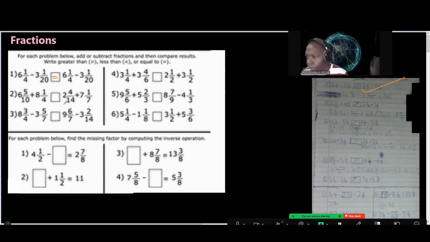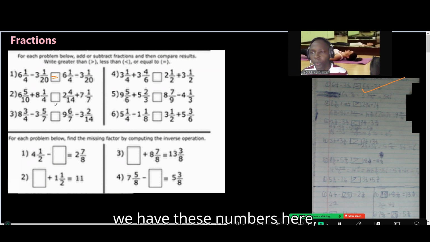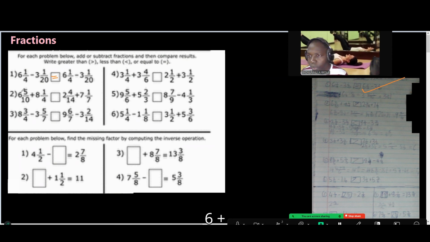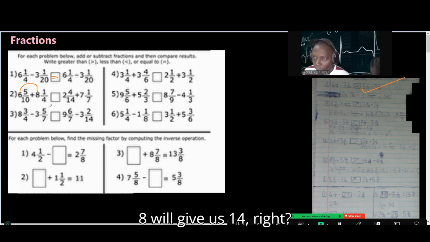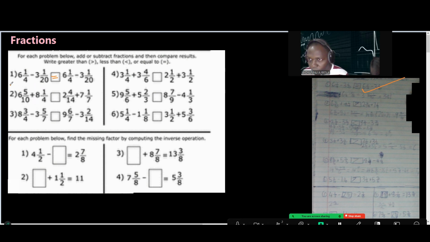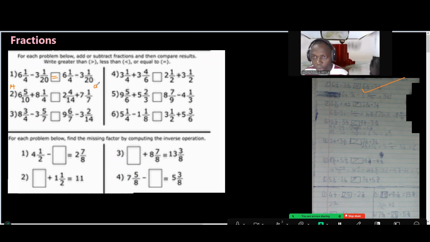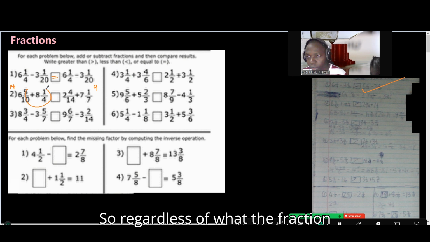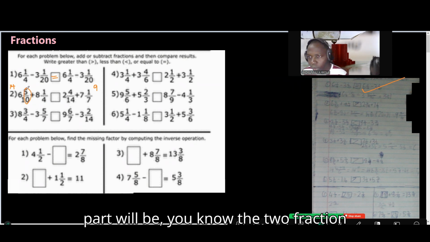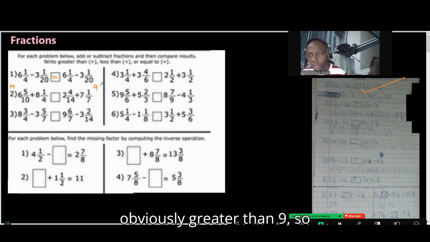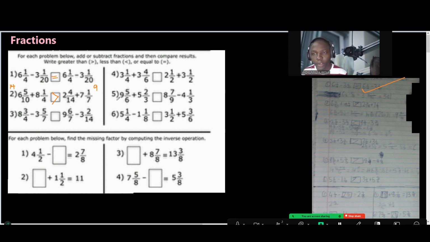Okay. And for the second one, we have these numbers here, which is 6 plus 8 will give us 14, right? And 2 plus 7 will give us what? 9. So regardless of what the fraction part will be, the two fraction parts, we can see that 14 is obviously greater than 9. So we just put greater than.